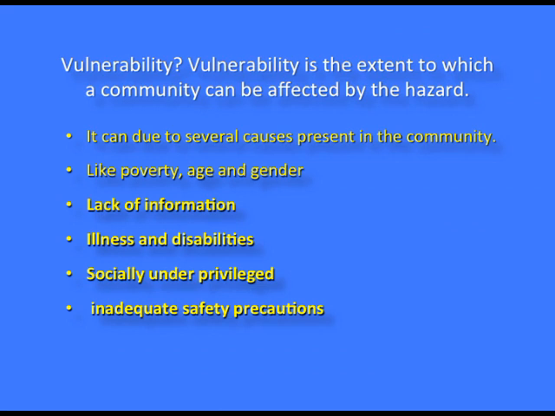Then who is vulnerable to all these disasters? Generally, vulnerability is the extent to which a community can be affected by a hazard. It can be due to several causes present in the community, for example, poverty, age and gender, lack of information, illness and disabilities, being socially privileged or underprivileged, and inadequate safety precautions. For example, let us take the cyclone Phailin in the coastal areas of AP, where hundreds of people became homeless and loss of life was observed.